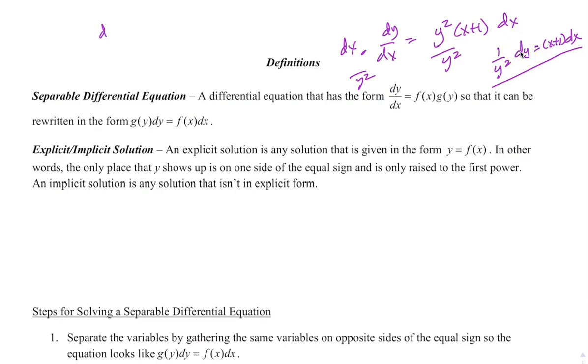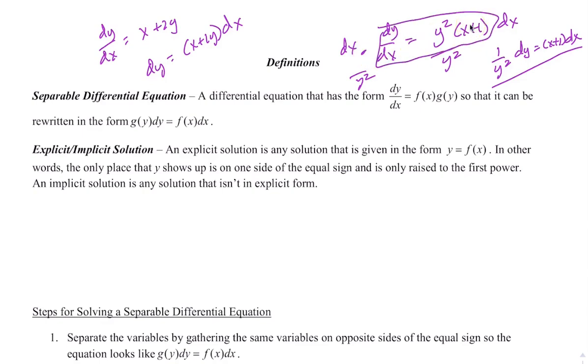That's a separable differential equation. I have all the y's on one side and all the x's on the other side. If I give you this instead, this I can't separate. I can multiply both sides by dx, but that 2y, I'm never going to be able to move over there without having to distribute the dx. It's not going to happen. So this is not a separable differential equation. This is a separable differential equation.